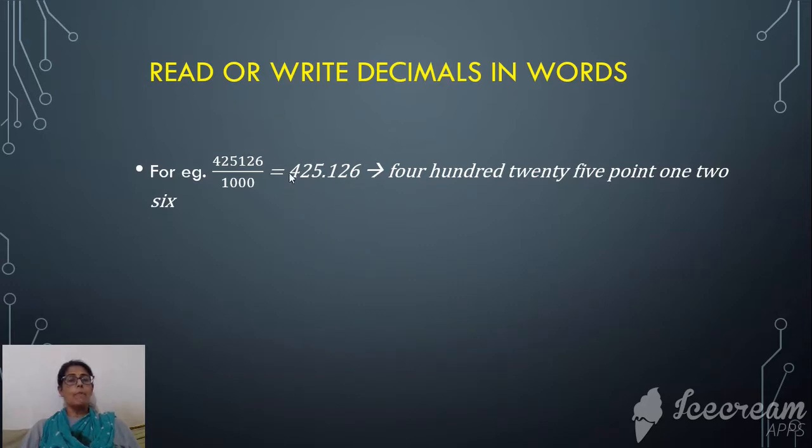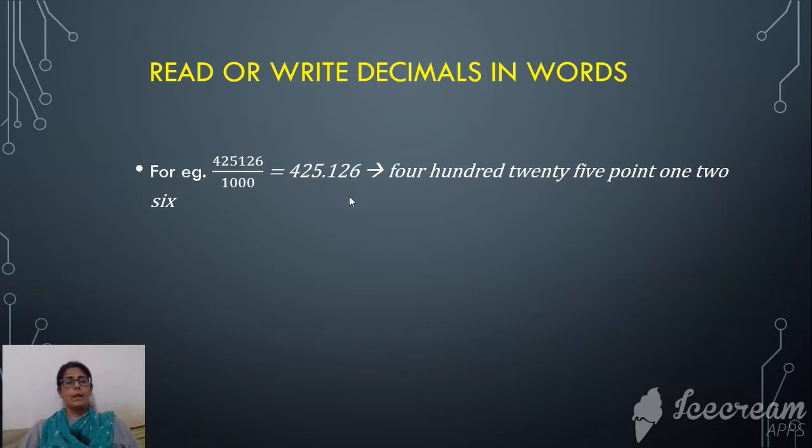How do I have to read this? The whole number 425 we have to read as a whole number only. After the decimal we cannot read it as 126. That we have to read as 1 2 6. See, I have written here 425.126. Understand? So how do we have to read this? Once again, you check: 425, then point, then 1, 2 and 6.